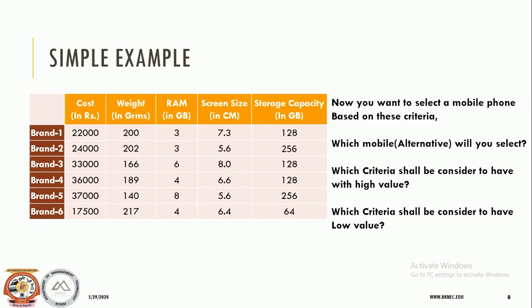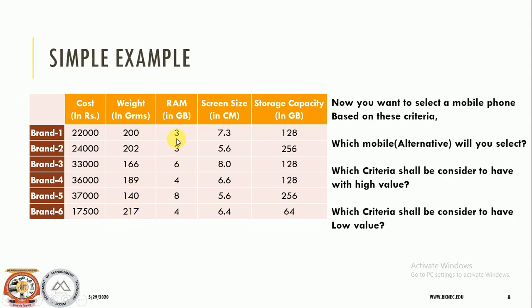A simple example: if we have 6 different brands, brand 1, brand 2, brand 3, brand 4, 5, 6, and these are the criteria that we are going to consider: cost, weight, RAM, screen size, and storage capacity. 5 in all, 5 criteria we have. The cost ranges from 17,500 to 37,000. The weight in grams ranges from 166 grams to 217 grams.